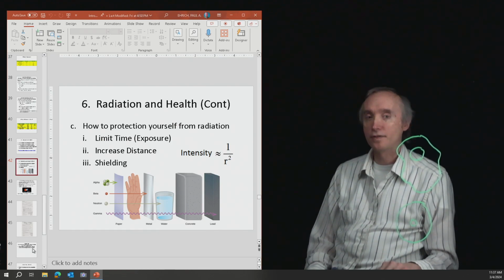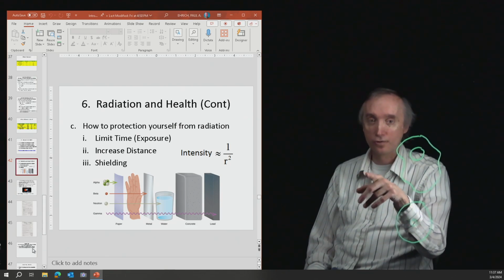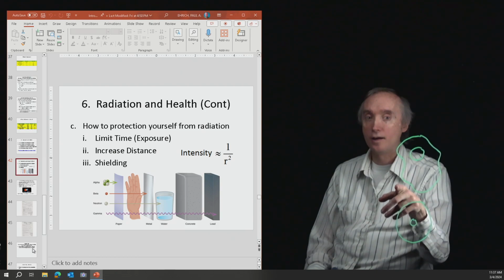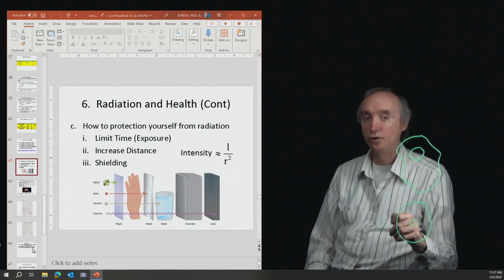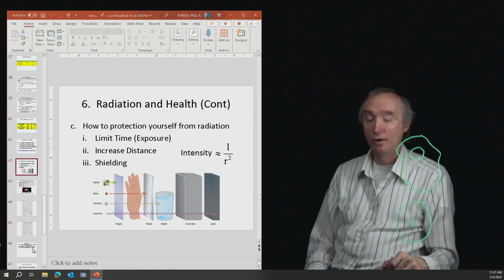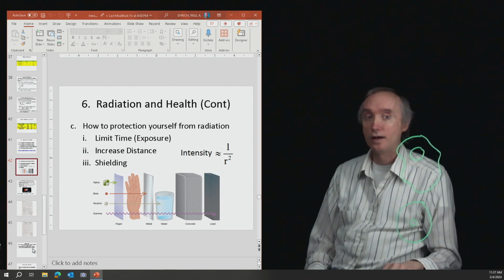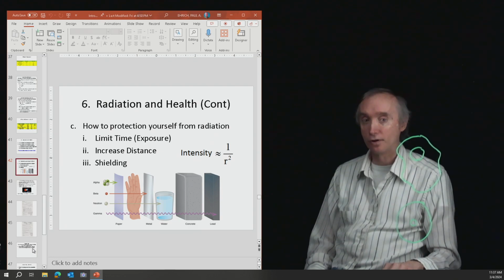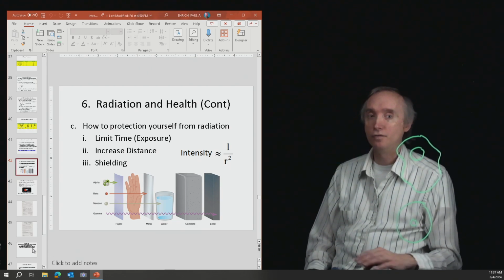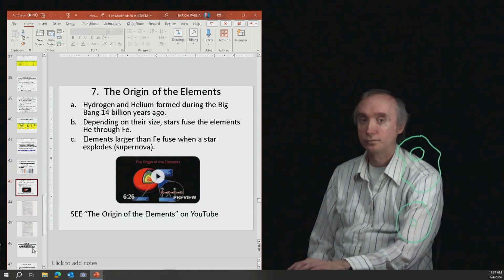But then you've got the gamma rays. Notice that a gamma ray can go through everything, but it is going to be stopped by about 1 foot of lead, or about 6 feet of concrete, or about 6 feet of dirt. So if you've got enough shielding, you can even stop gamma rays from getting through.